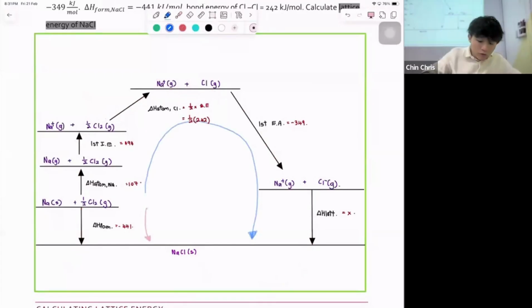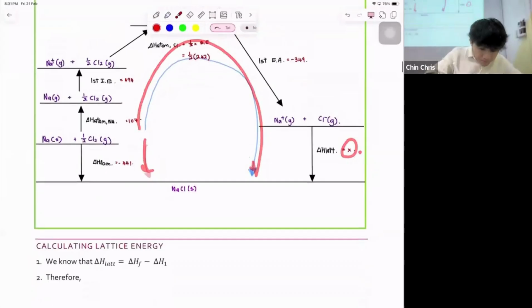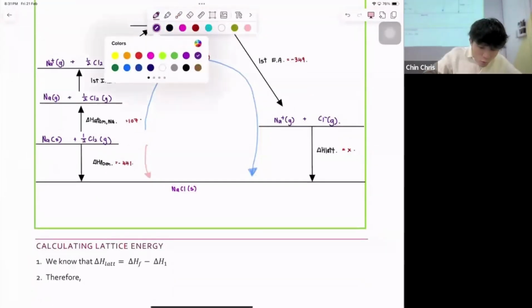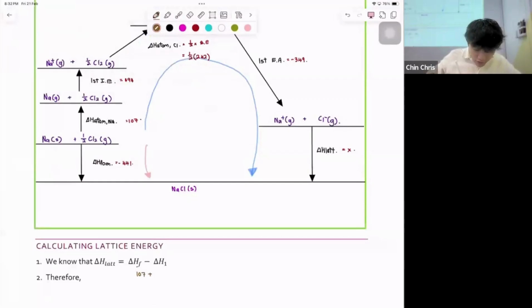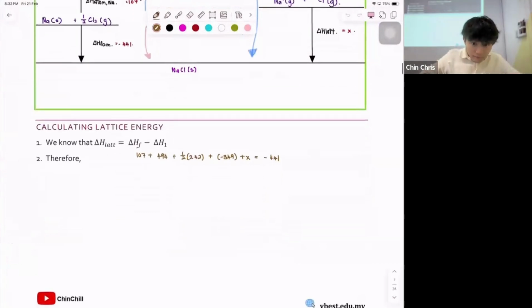All right, guys. Now, can you apply clockwise equals anti-clockwise? Find out X. Go. So, guys, can I say that 107 plus 494 plus half multiplied by 242 plus negative 349 plus X equals negative 441? Guys, find out the value of X. What's your answer, guys? Negative 814, right? You guys get the answer?